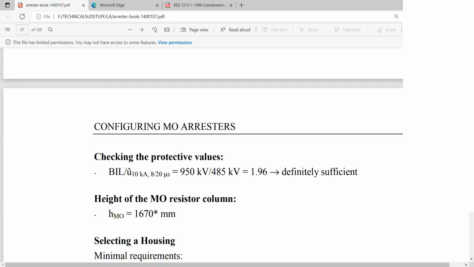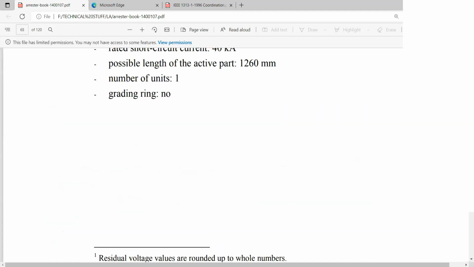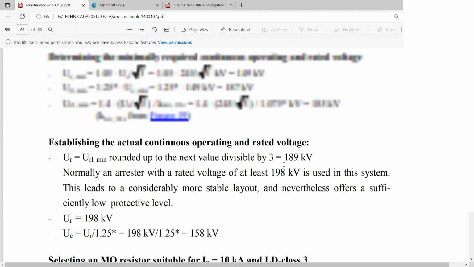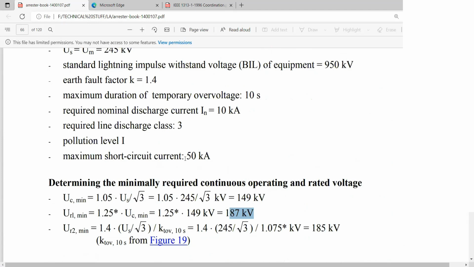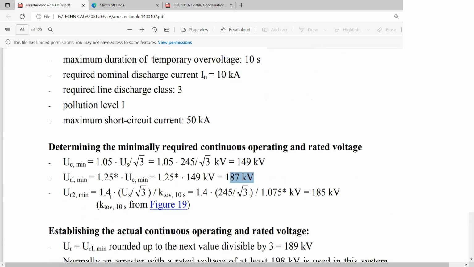Let's go back to there. So it is 1.4, which is the safety margin, into Us by root 3, divided by that 1.075 we have seen there. That results in 185 kV. So what is the maximum of these? Obviously this 187. So 187 is always the result.